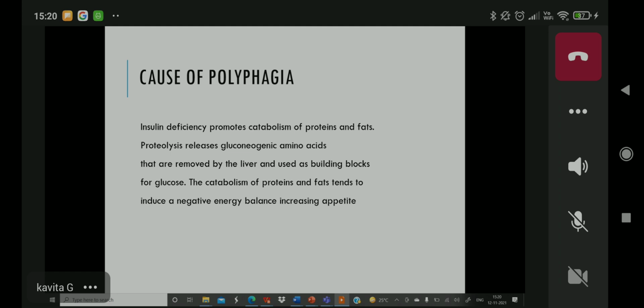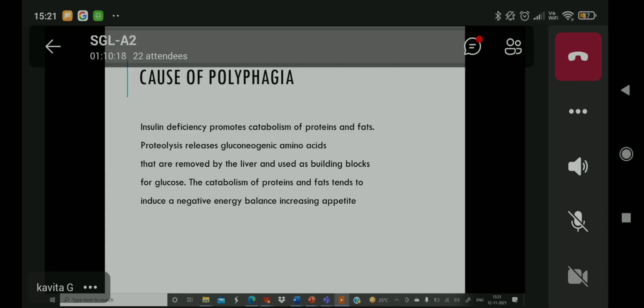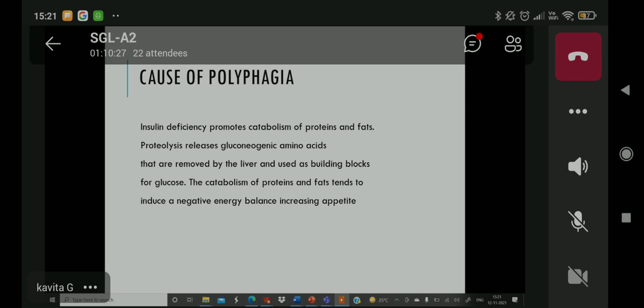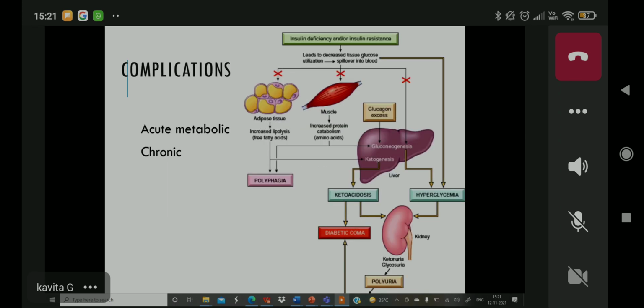Now, why do you feel hungry? This is very easy. Insulin deficiency is going to promote a breakdown of your proteins and fats. And when this breakdown happens, gluconeogenic amino acids are released into the bloodstream, which are removed by the liver and used as building blocks for glucose. So the catabolism of proteins and fats tends to induce a negative energy balance, and the patient always wants food because so much breakdown is happening. So the patient feels tired all the time. The appetite is increased. The patient is cachexic.